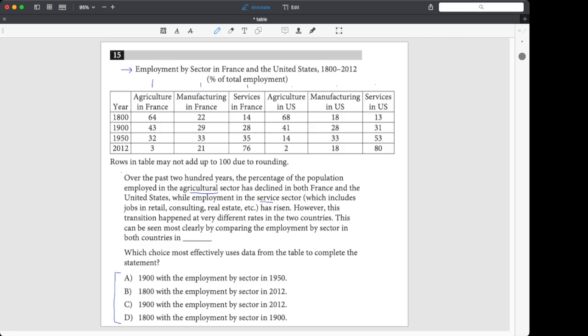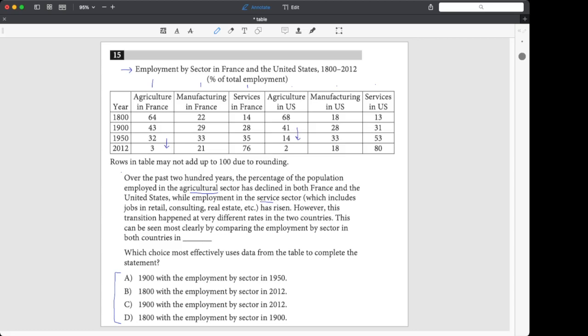and I'm just going to do this slowly because we want to just kind of develop this sense of like what does that mean to jump out? Agriculture in France goes down, down, down, but the biggest decrease looks like from 1950 to 2012, right? Let's look at agriculture in the US. The biggest decrease is from 41 to 14, so that's 1900 to 1950.